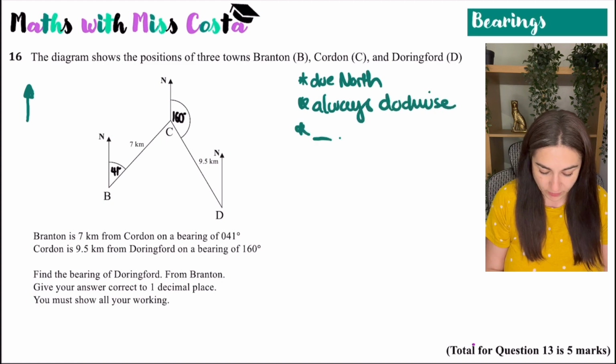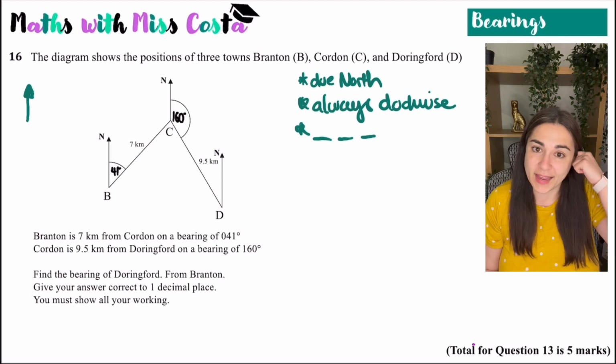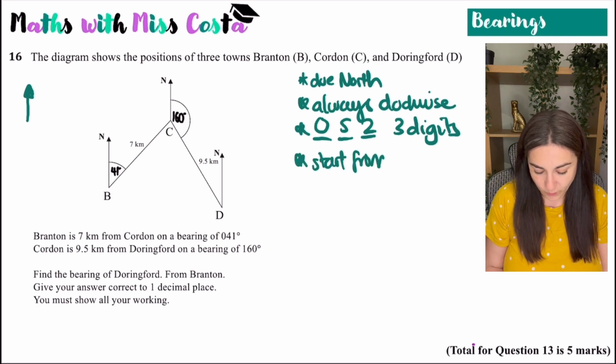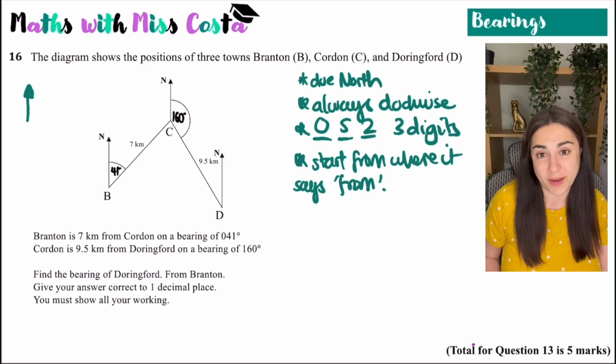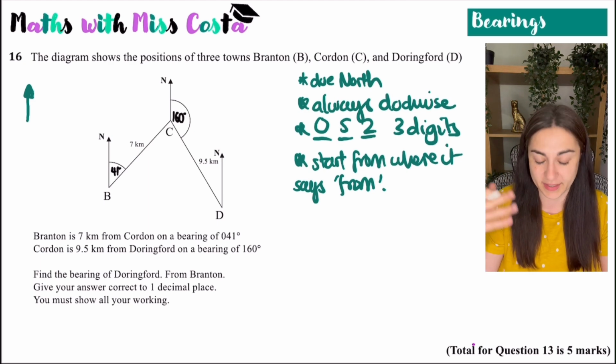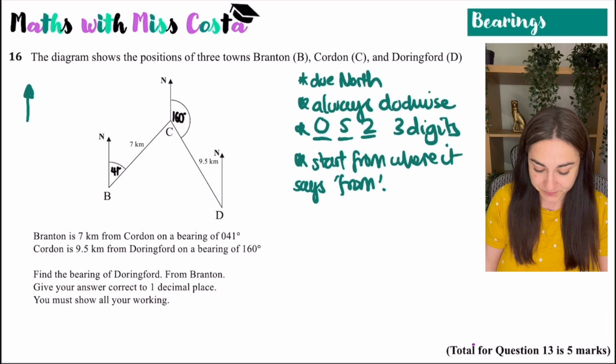You always write them as 3 digits. So if the angle you found was, let's say, 52 degrees, you would write that as 052. And the last thing is that you always start from where it says from. So these are the key things that we need to know. If bearings are a little bit confusing, then just watch the full video that I've done on bearings, where I explain it a little bit more slowly.